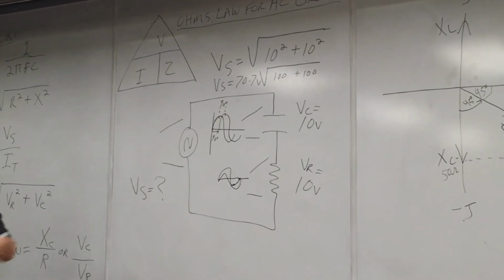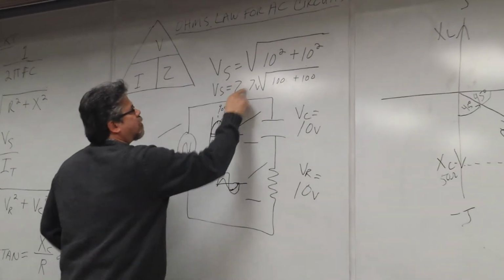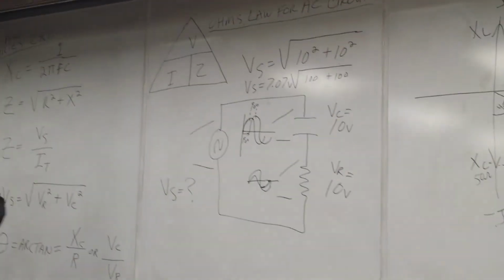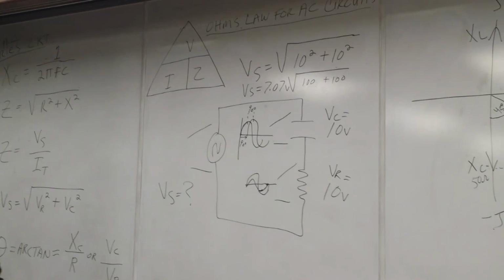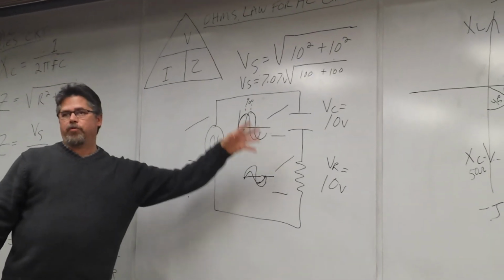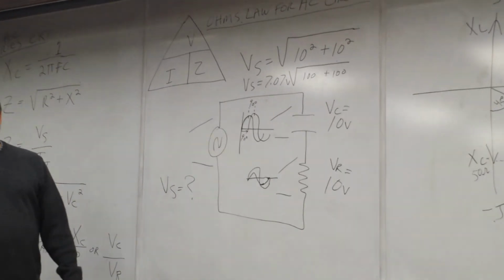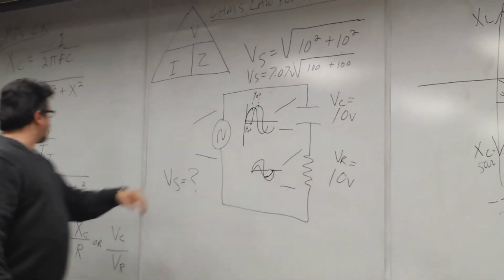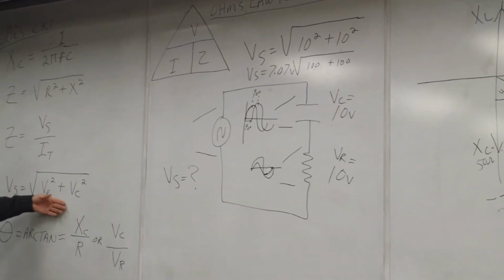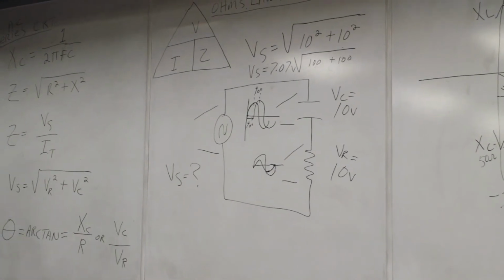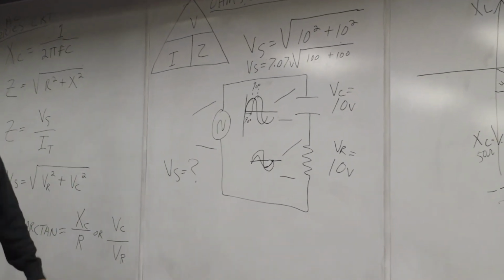I'm sorry, this is 7.07. There are a few of these on the test. They do it with inductors too. It's exactly the same thing. If they give you two values like this, just plug them into this formula. Like I said, you have to add them vectorially. You have to use the square root formula for the Pythagorean theorem.